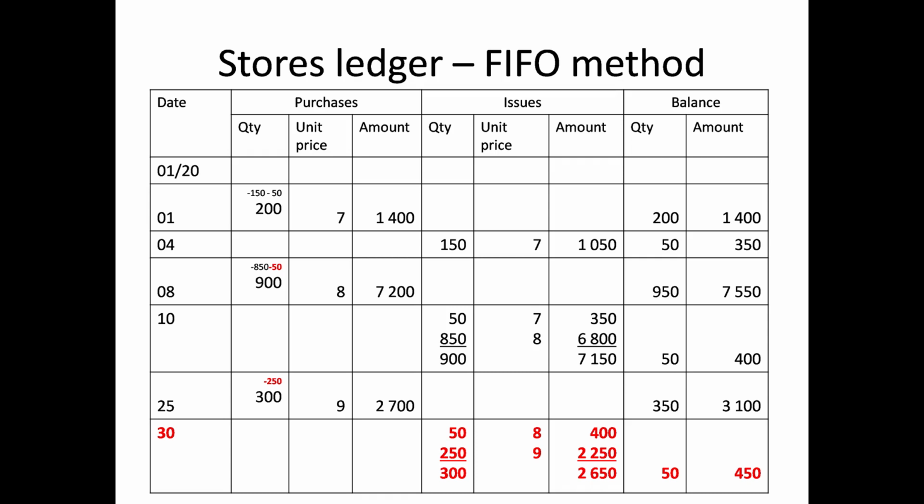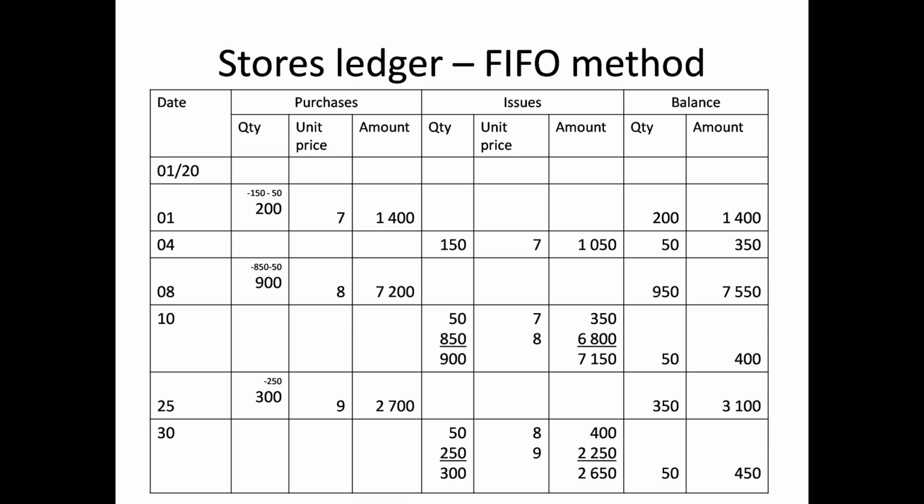Now you need to update the balance. Quantity you had 350, from that you have issued 300 units. Now the quantity remaining is 50 units. Amount you had 3100, from that you have issued 2650. Therefore the amount remaining is 450. Now we have finished the stores ledger under FIFO method.